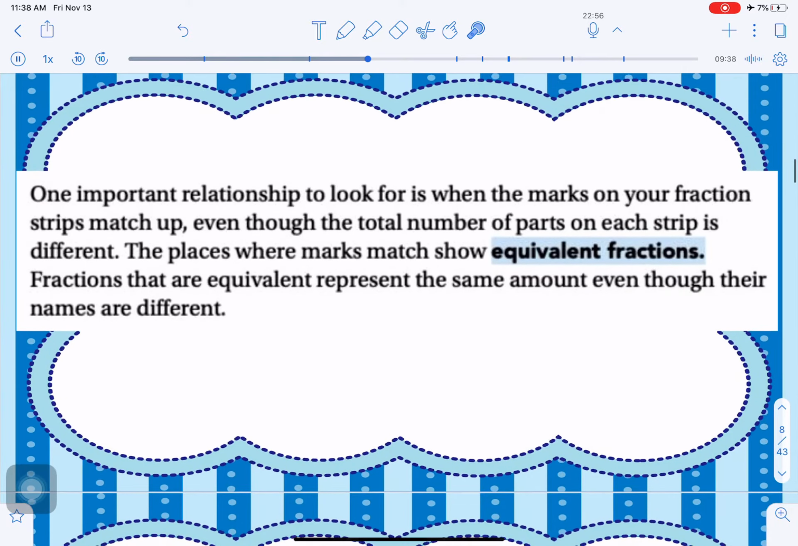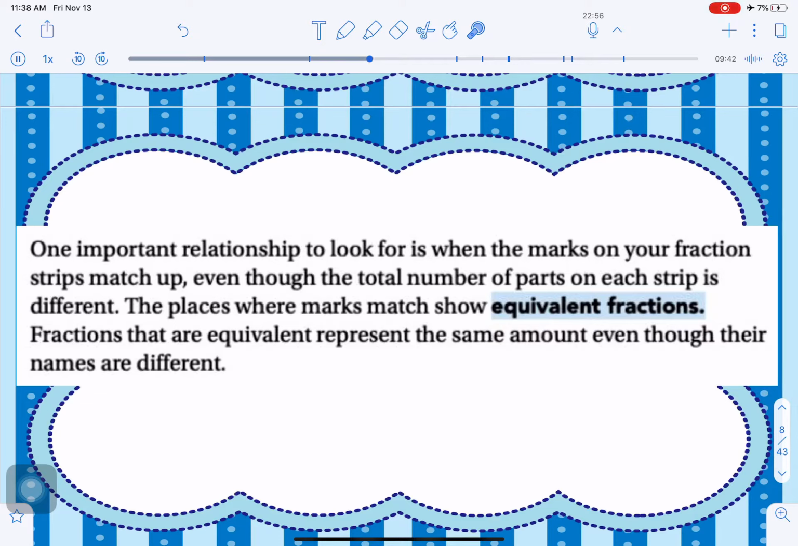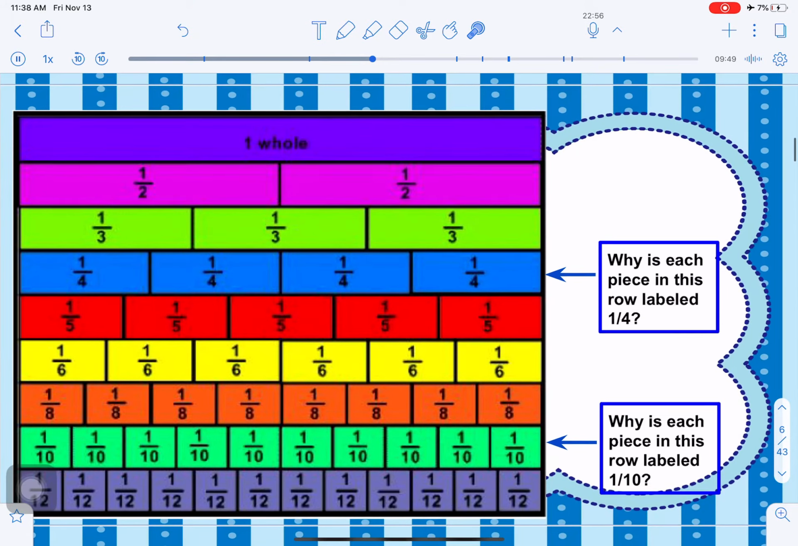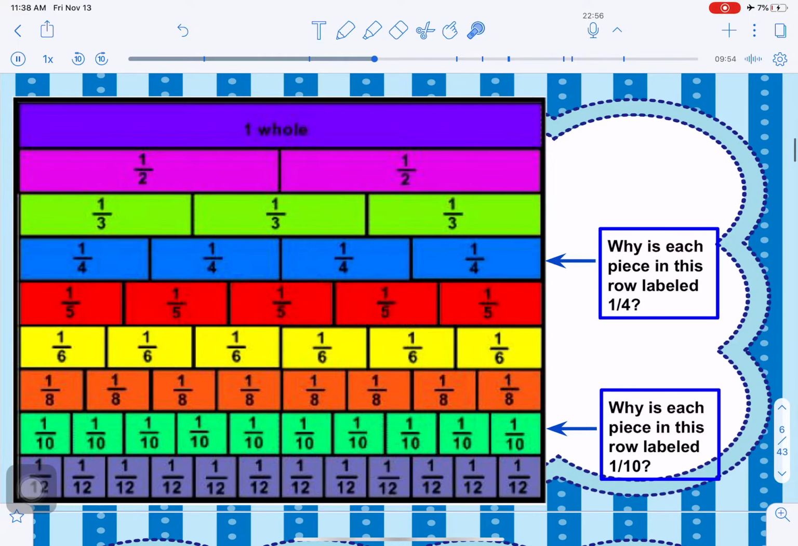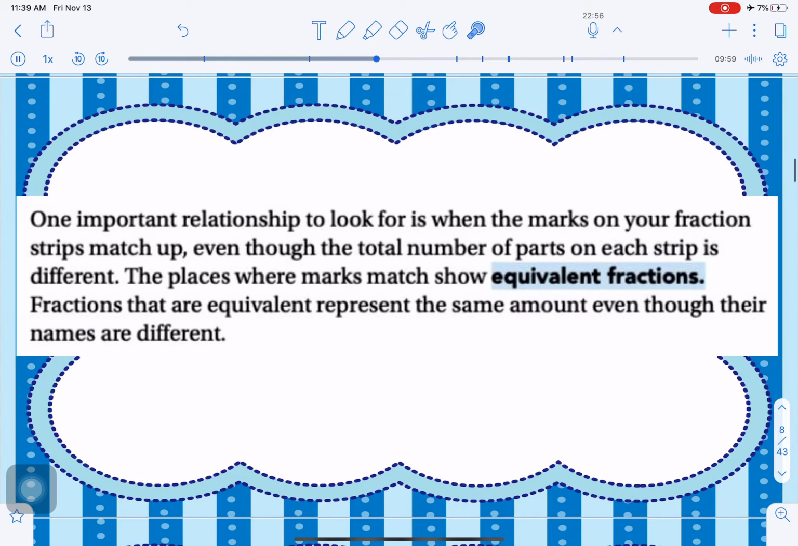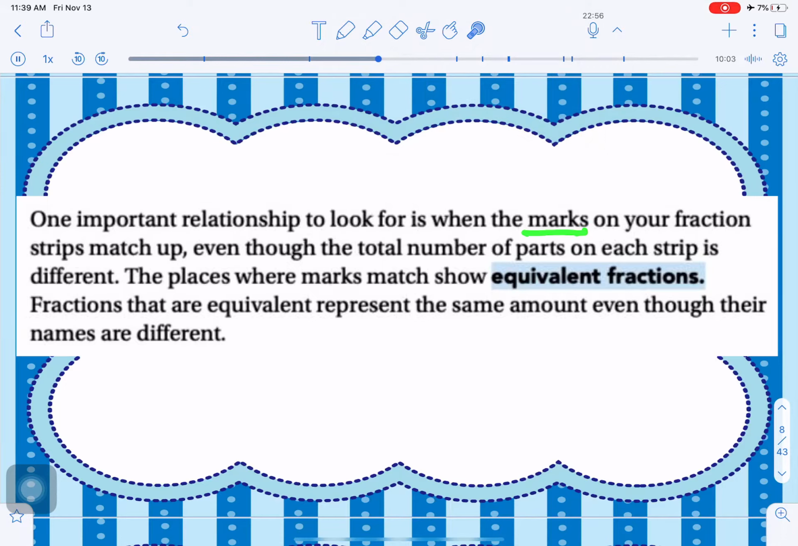Okay, welcome back. If you're continuing with this video, it is because you already finished your fraction strips. You might be halfway through coloring them, you might be completely done with them, but if 10 minutes have passed, you should be on this part of the lesson now. So here we have some information. It says one important relationship to look for is when the marks of your fraction strips match up.